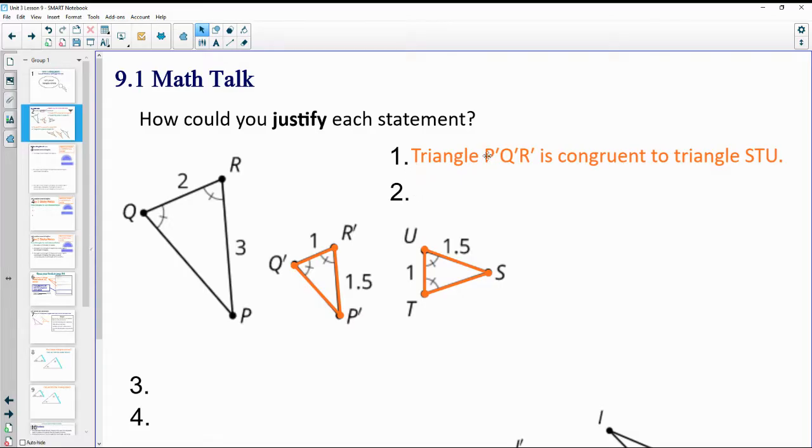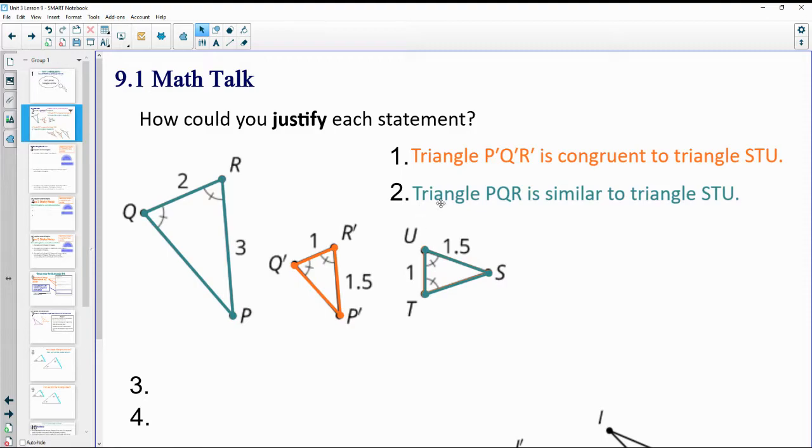How can we justify that triangle PQR is congruent to triangle STU? These two orange ones, how do we justify that they are congruent? You could say something like side angle side, because they have two sets of sides that are identical. So 1 with 1, 1.5 with 1.5, and the angle between them are equal. So the two triangles are congruent by side angle side. You could even say angle side angle, because you've got two angles and the side in between. So angle side angle would work as well.